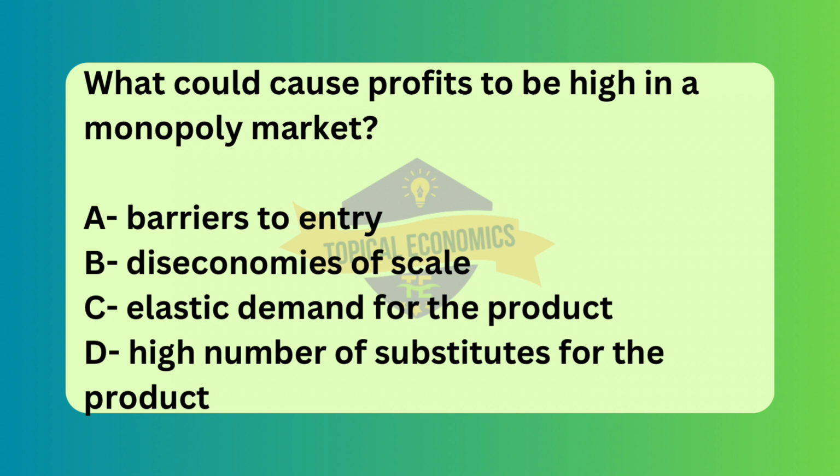Analyzing the other options. Option B. Diseconomies of scale refers to the inefficiencies that occur when a company becomes too large and its costs of production per unit increase. Diseconomies of scale would tend to decrease profits, not increase them, because the firm becomes less efficient as it expands.